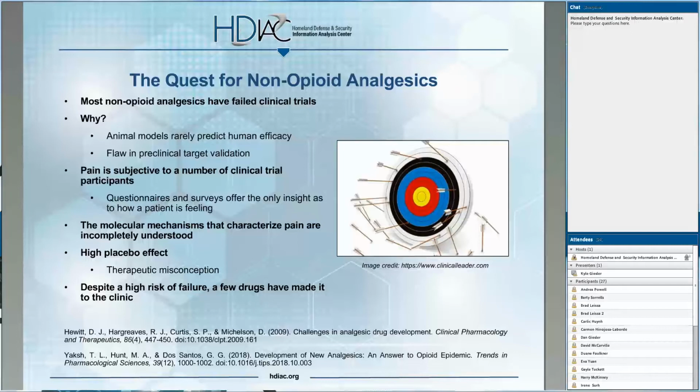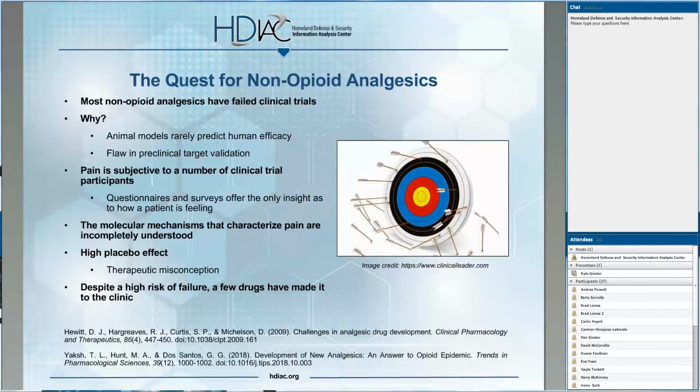So then the question becomes, well, where are we going with non-opioid analgesics? Has this field been successful, and what are some of the challenges? And unfortunately, this field has been extremely challenging. In fact, many big pharmaceutical players such as Merck, Pfizer, Johnson & Johnson, etc., have shuttered their doors to non-opioid analgesic programs. And there are a number of reasons for this.